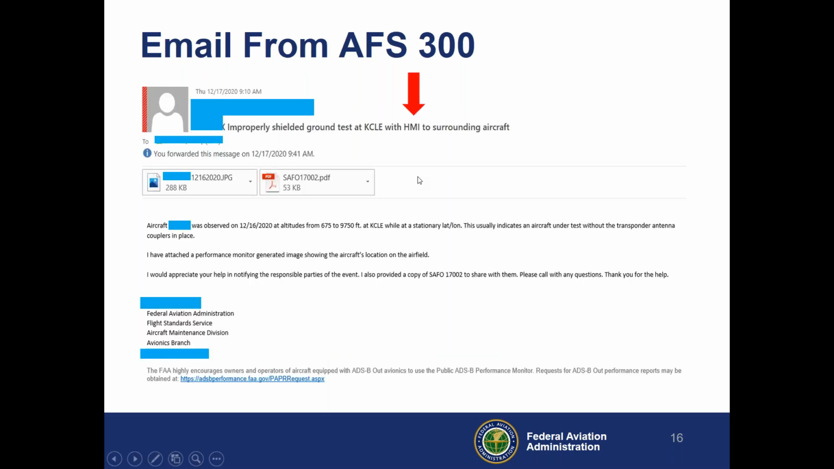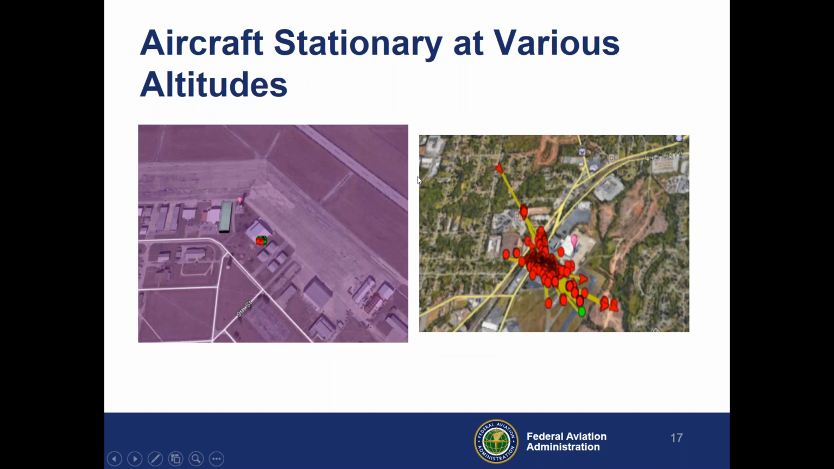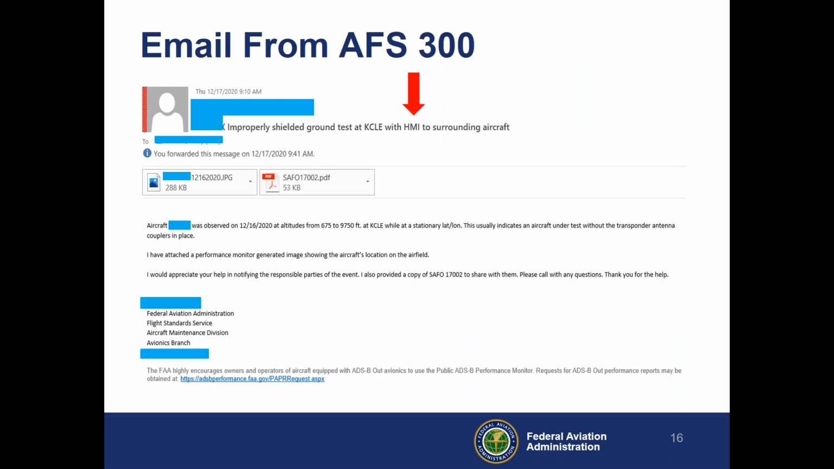So once they detect a ground test false target, they will send you out an email, and usually it comes from Marcus or Charlie, sometimes from Jerry, or could come from Brent.